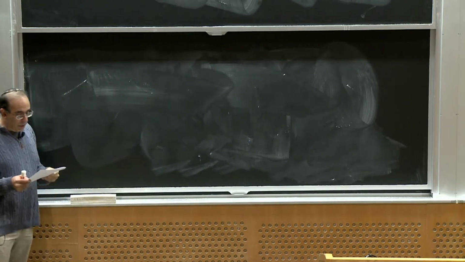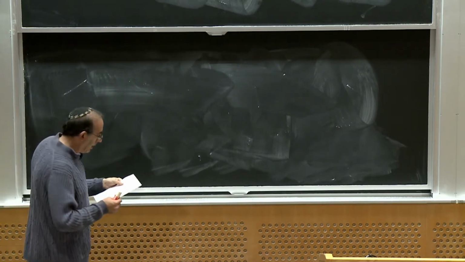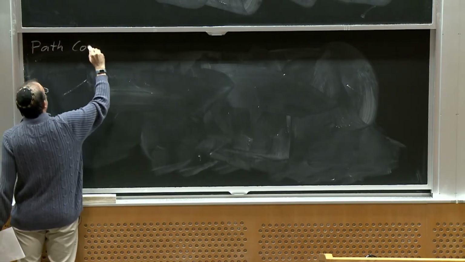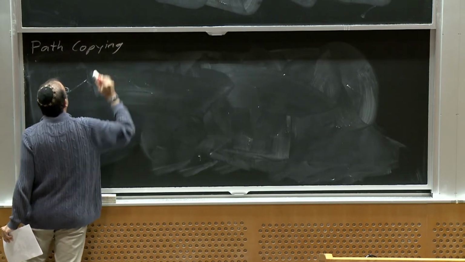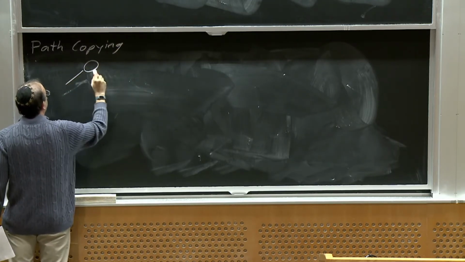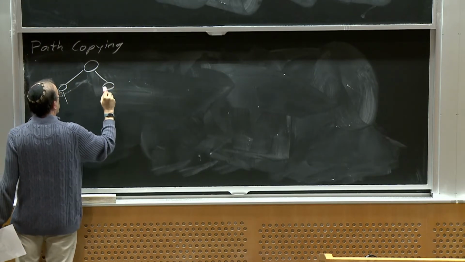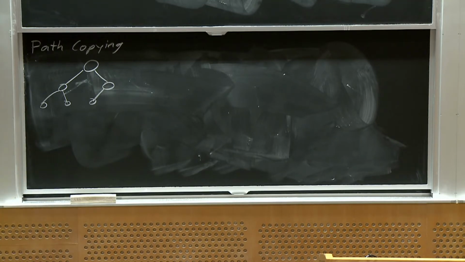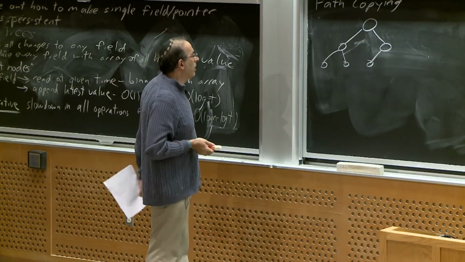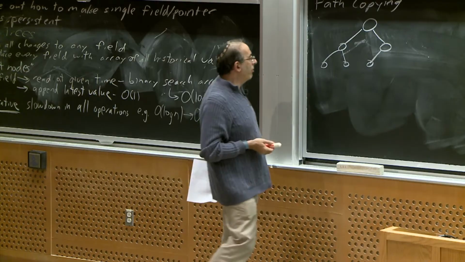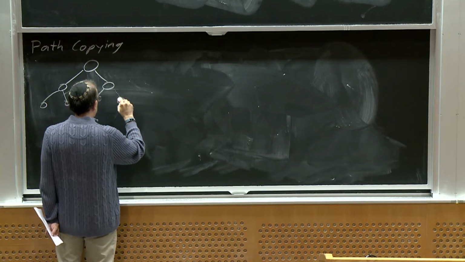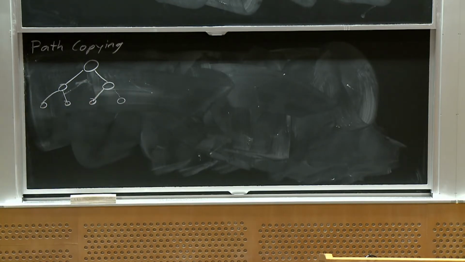OK, so this kind of full copying is terrible. So let's look at a slightly more sophisticated idea called path copying. So suppose that I have a certain binary search tree that looks like this. It can be any old tree. Again, this is general purpose, but let's just make it concrete by talking about binary search. And suppose that I want to insert a new item into the binary search tree.